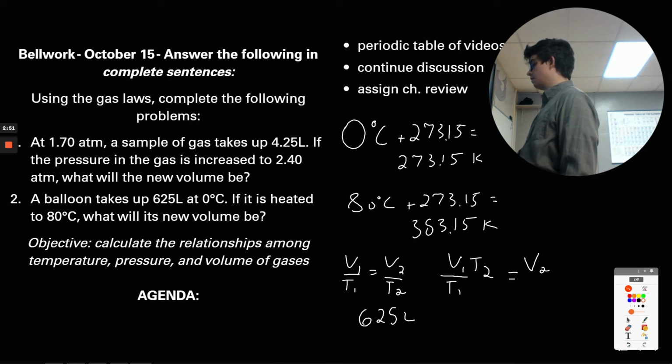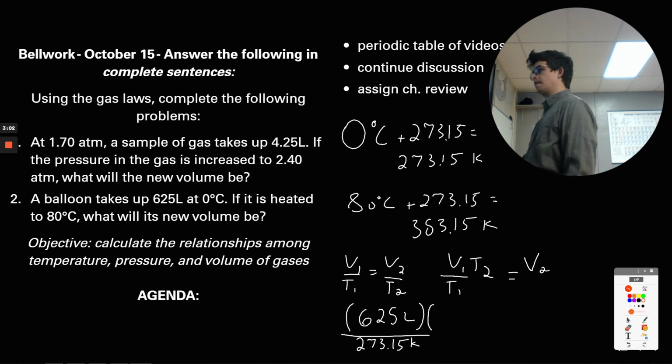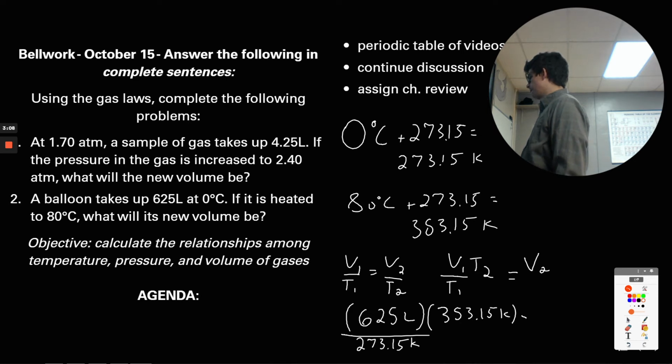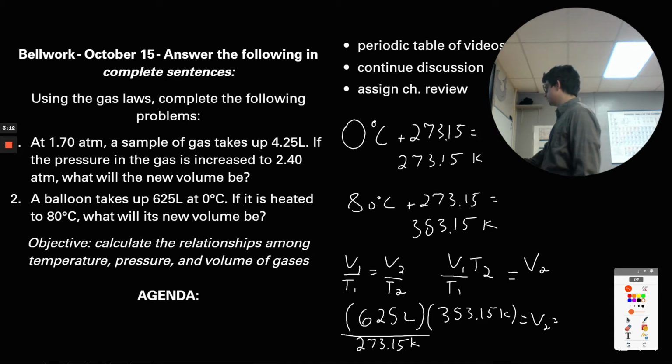So we have 625 liters over 273.15 Kelvin, multiplied by 353.15 Kelvin, which equals V2, which equals 808 liters. I'm sorry, you just said 808? Yep.